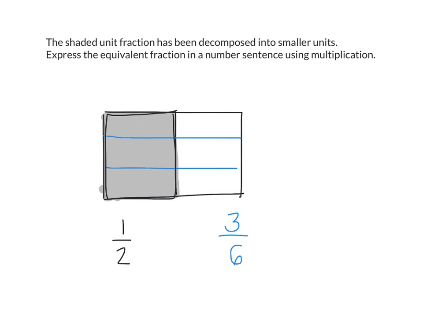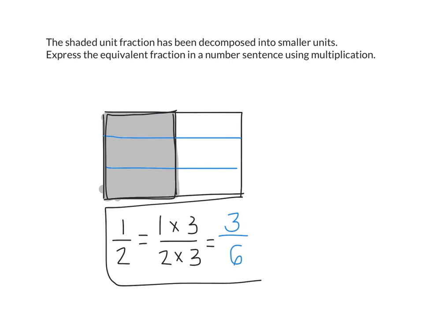But how can we use multiplication to show that? Well, we can show that 1 times what will equal 3? Everyone? Good. 1 times 3 equals 3. And 2 times 3 equals 6. And so this is the multiplication sentence you need to write with 2 equal signs, you'll notice, to show that those two are equivalent.